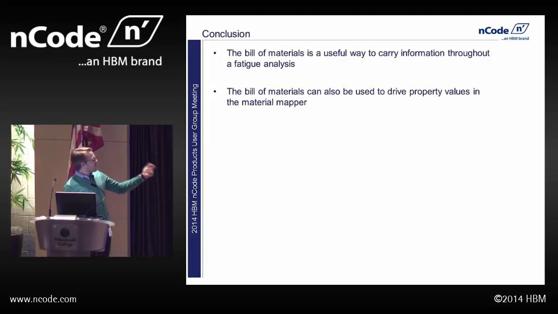Okay, so to summarize that, bill of materials is a very useful way to carry this information that you define at the onset throughout the rest of your analysis. And then secondly, you can actually push that a step farther and use that bill of materials to actually drive some of those property values that are in the material mapper. And the most useful cases of this are probably applying the surface treatments to these nodes and perhaps pointing to different databases so you can get materials from different databases into the same analysis. Okay?